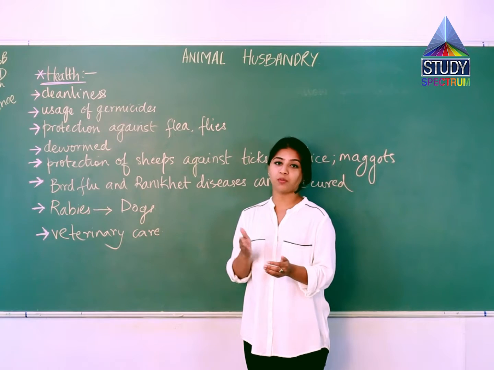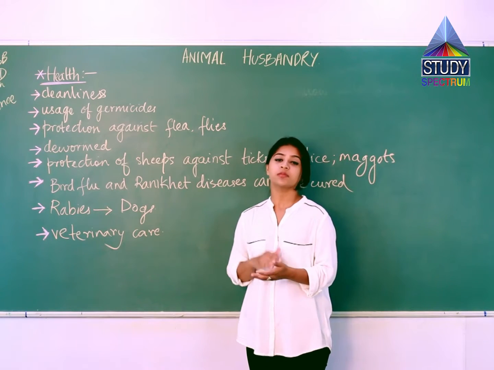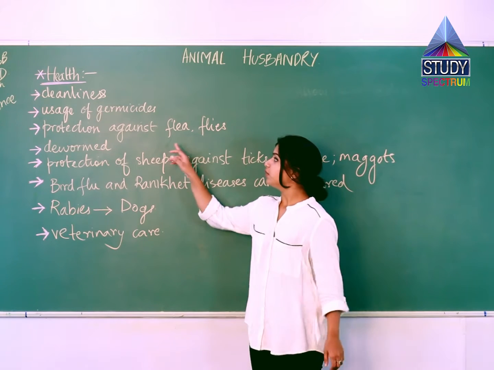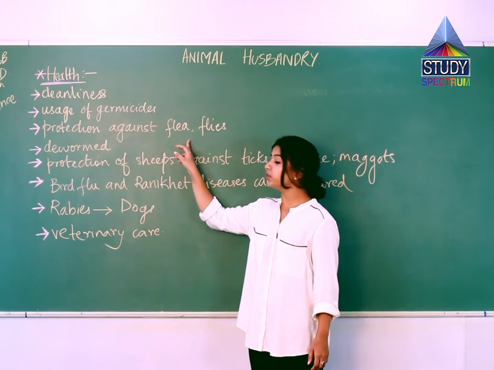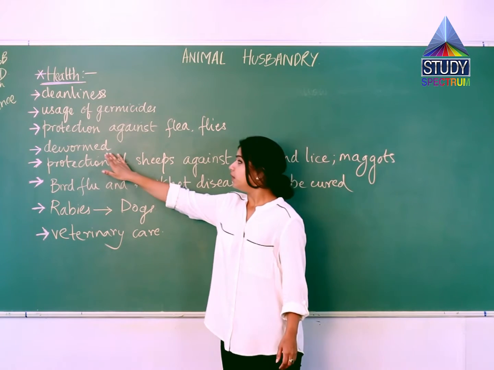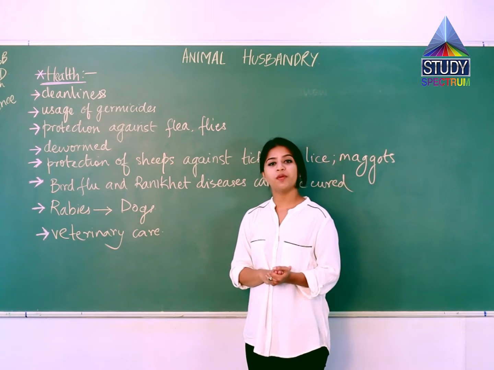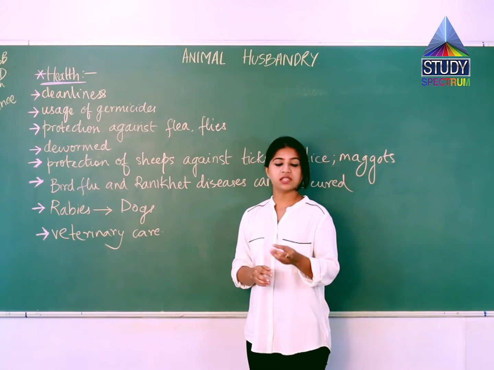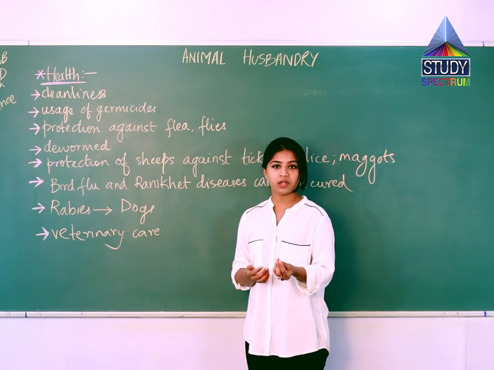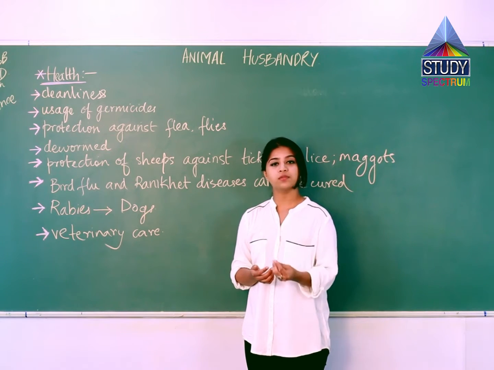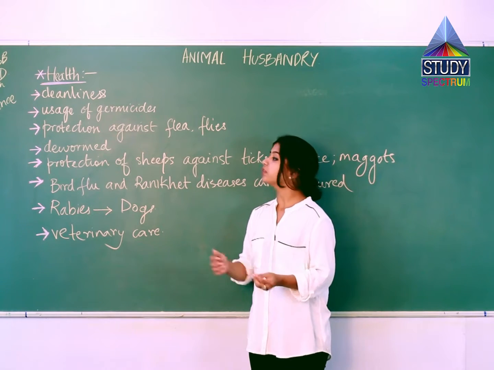Along with that, it causes trouble to the animals themselves. So to avoid that, you need to provide them protection against fleas and flies and control the number of fleas and flies. Then deworming is one important step that needs to be performed routinely, because since animals consume waste, it is possible for them to get worms more easily than any other living organism.